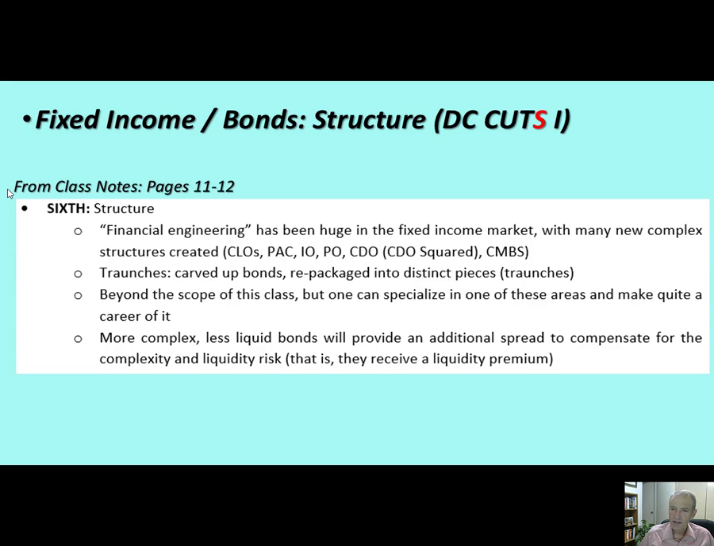And the way they do it is they take a bunch of assets or a bunch of securities and they mix them up in different ways to give different types of securities. So a CLO is a mortgage-backed security. A CLO is a collateralized leverage obligation. It's a collection of bank debt that's been collateralized. A PAC is a mortgage-backed security. An IO and PO, those are mortgage-backed securities.